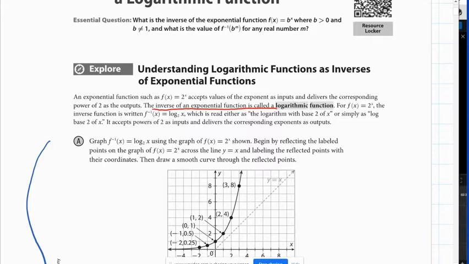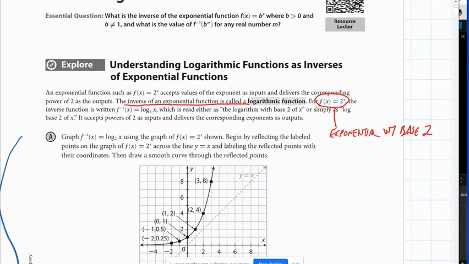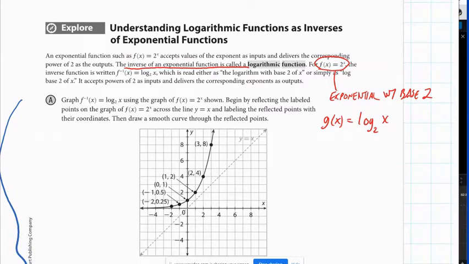And so we can start off by graphing a log function. If we have a function f of x equals 2 to the x, its inverse, since this is an exponential with base 2, you can tell it's an exponential because it has a variable as an exponent. So this is an exponential with base 2. So a logarithm with base 2 would look like this. G of x equals log base 2 of x. And so log is just an abbreviation for the word logarithm.